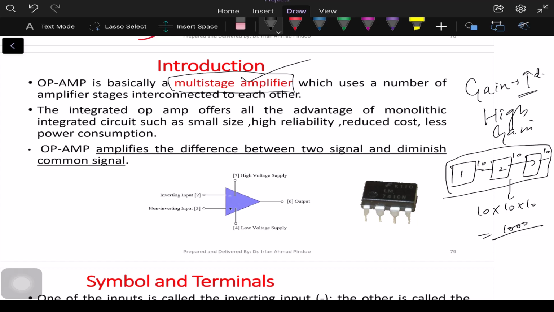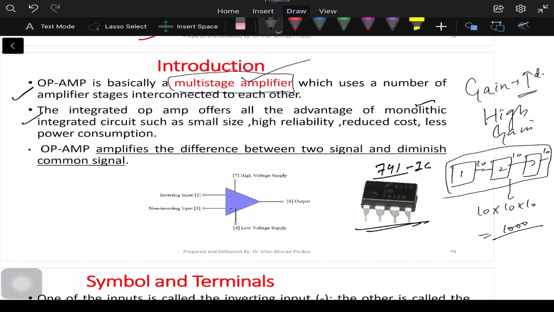There are a lot of advantages that operational amplifiers possess, and normally this operational amplifier is available to us in the form of an IC, a monolithic IC that you can see here. This IC is the 741 IC, which has 8 pins, and we shall see very soon what all these 8 pins are.